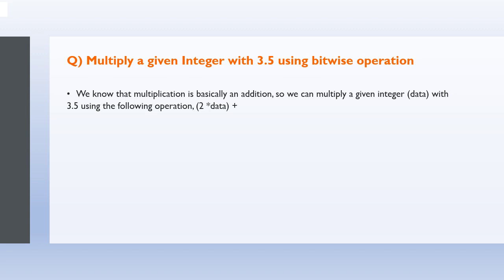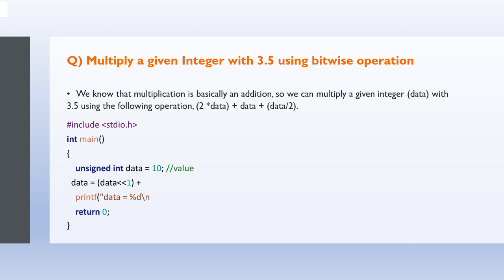We just saw how to multiply by 2. That means left shifting data will produce data * 2, right? And just adding data and right shifting data. So the program is very simple. data = (data << 1) + data + (data >> 1). This is equivalent to multiplying by 3.5. This is how we can go ahead with it.